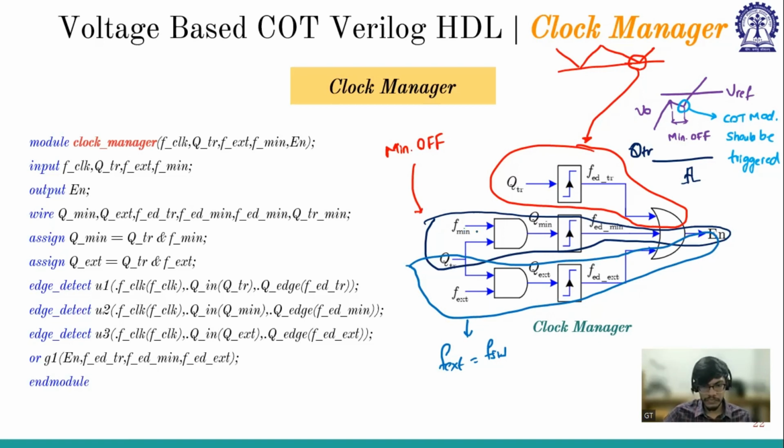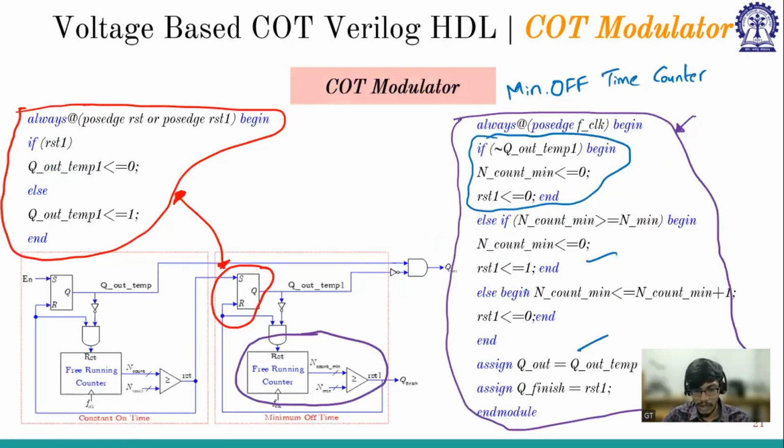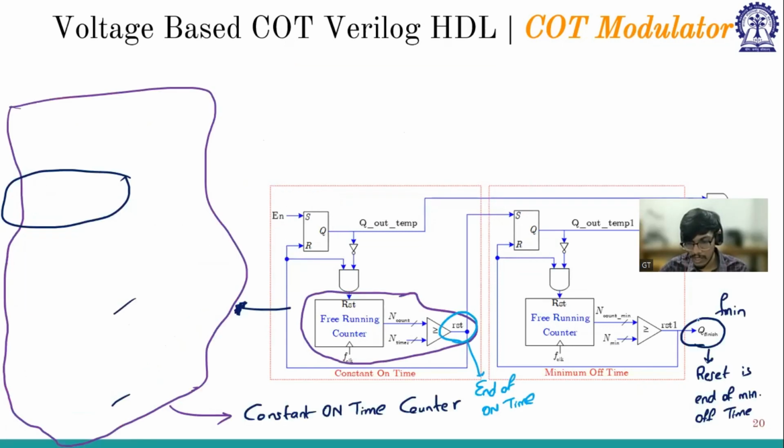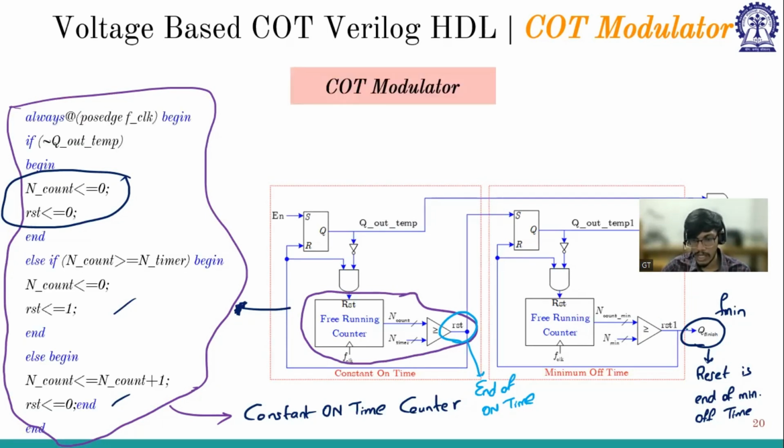We have discussed in the voltage based constant on time that there could be a scenario where we have to operate for minimum off time, and then we have to turn it on, right? This was discussed in week 2. So now after this minimum off time, on time should be triggered. So after this minimum, enable should be triggered. So how is this enable triggered? The code is generated in such a way that after this minimum off time, this queue finish is coming. Whenever off time is over, then this queue finish is coming.